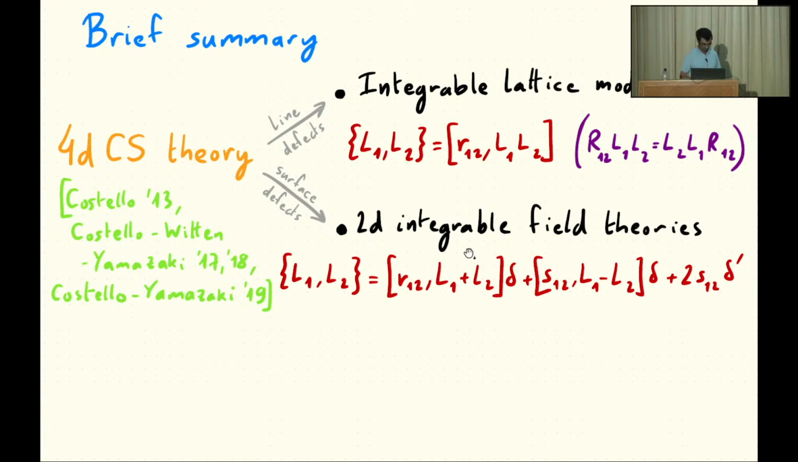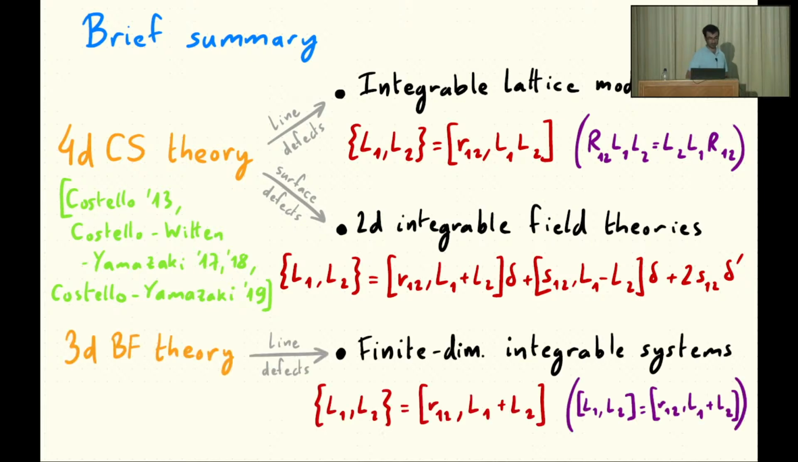What I want to tell you in this talk is how a similar story works for finite-dimensional integrable systems with linear brackets for the Lax matrix, where the correct theory to start from is 3D BF theory. I want to explain in detail how this construction works: going from 3D BF theory, by introducing line defects and gauge fixing, to obtain finite-dimensional integrable systems, specifically ones which arise as realizations of Gaudin models.